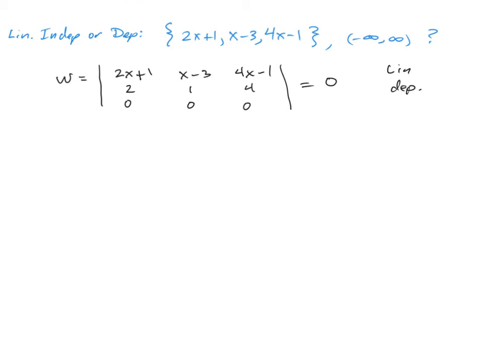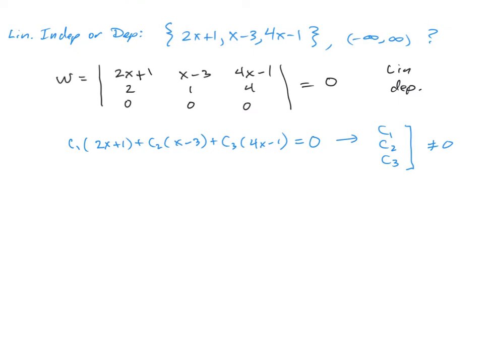Another way to do this would be to go ahead and form a linear combination, which would be C1 times 2x plus 1, plus C2 times x minus 3, plus C3 times 4x minus 1. Set this combination equal to 0 and show that C1, C2, and C3 are not all going to be equal to 0. There will be a combination of them to make this happen. Another way to do this, which is the way that we're going to approach, is to go ahead and try to express the third function as a combination of the first two functions.